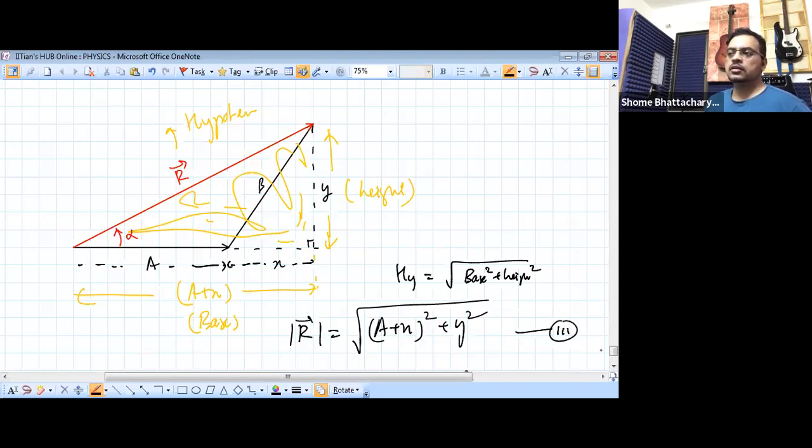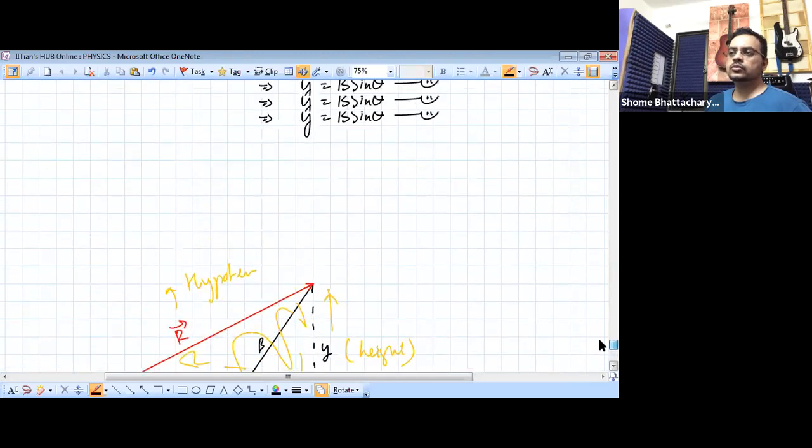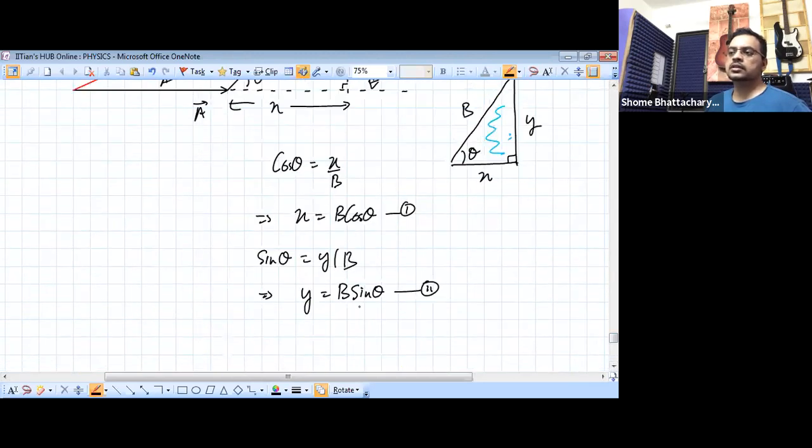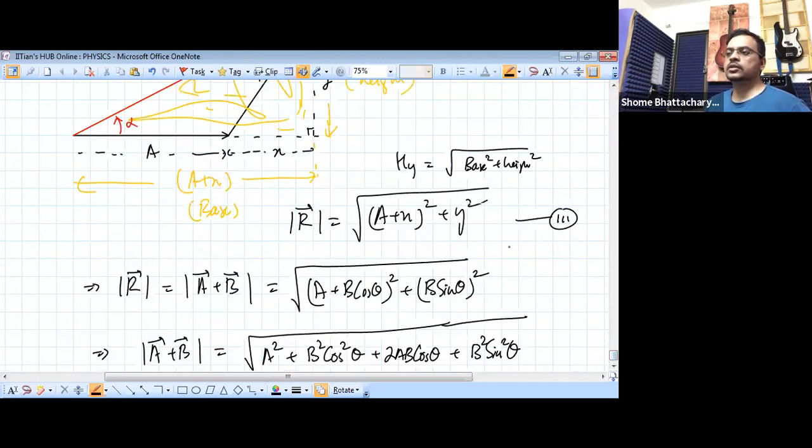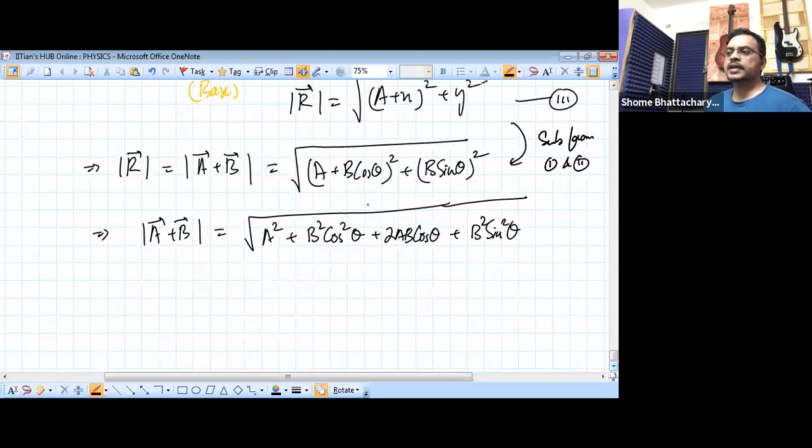So let's just substitute. Earlier in equations 1 and 2, you had seen that x is b cos theta and y is b sin theta. So you're substituting these from equations 1 and 2, the value of x, which is b cos theta, and the value of y, which is b sin theta. And then I'm just expanding using the whole square formula. So that becomes this. Now since you know that sin square theta plus cos square theta is unity.